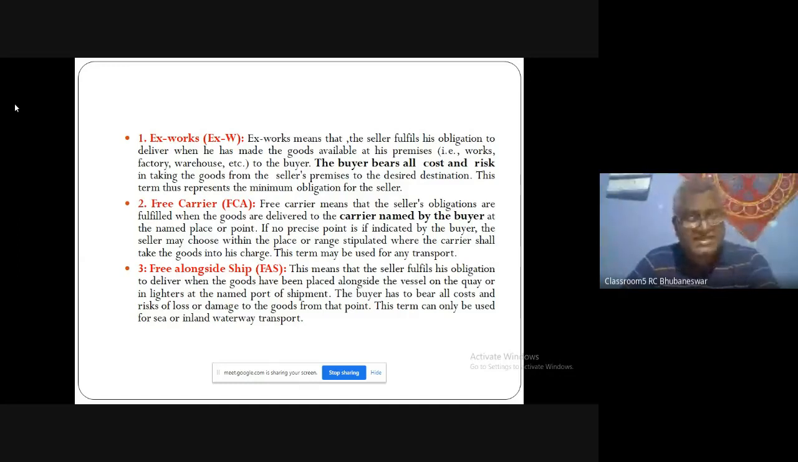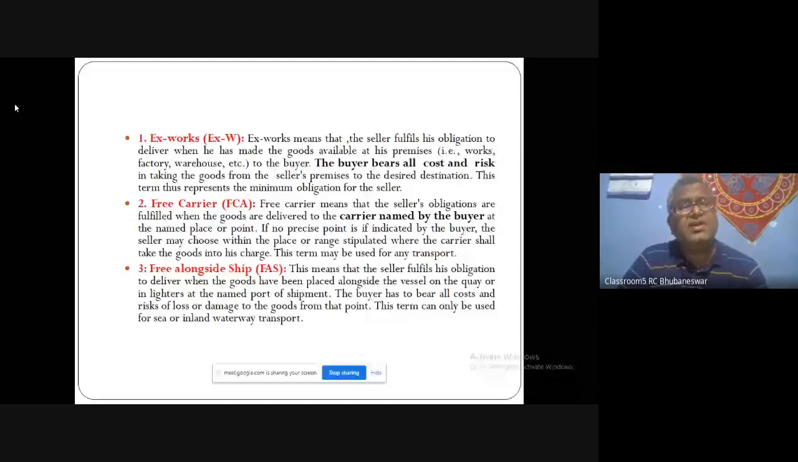Another one is Free Alongside Ship. What is Free Alongside Ship? It means the goods are placed alongside a vessel, at the port of shipment, and the buyer has to bear all costs, meaning the goods are to be kept at the port itself. Any type of loss or cost relating to goods kept alongside the vessel, or alongside the ship, is borne by the buyer. You may call it inland waterways transport. That is called Free Alongside Ship, FAS.